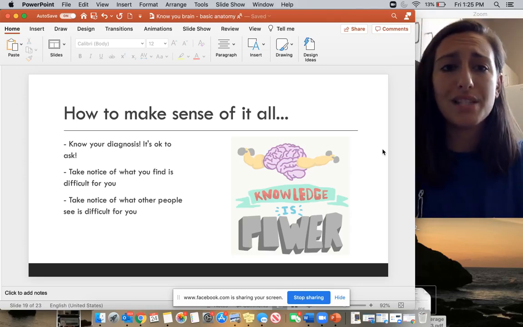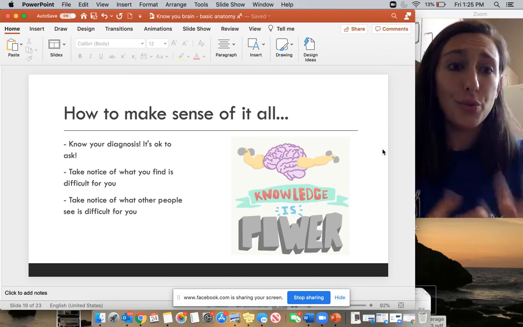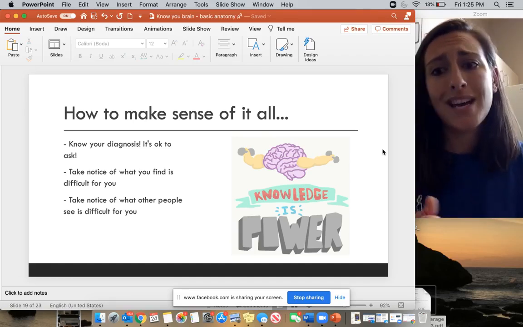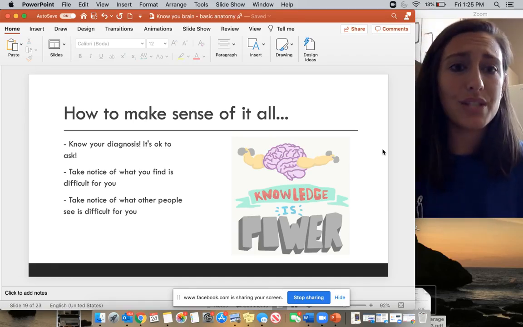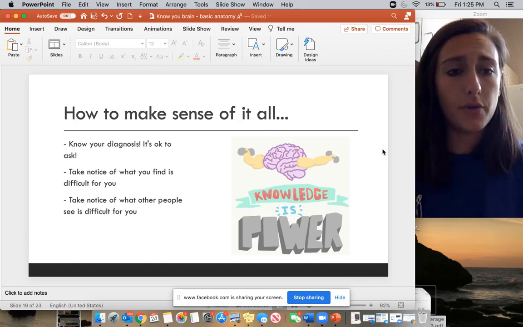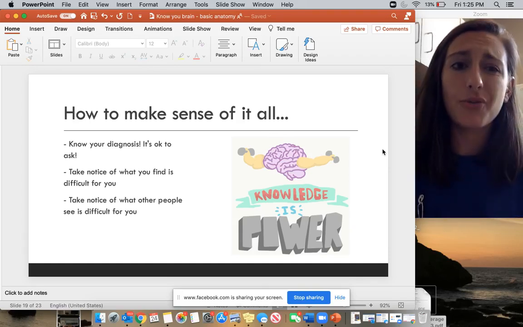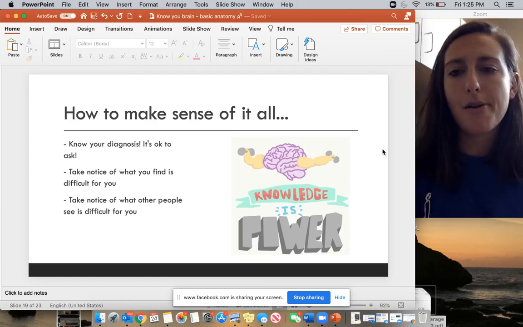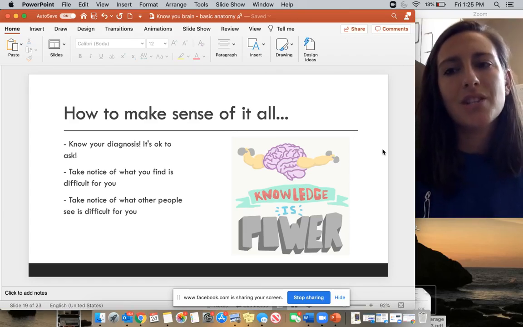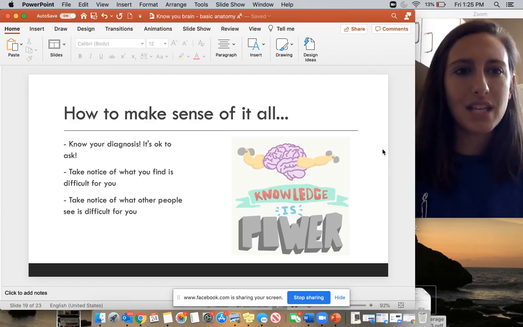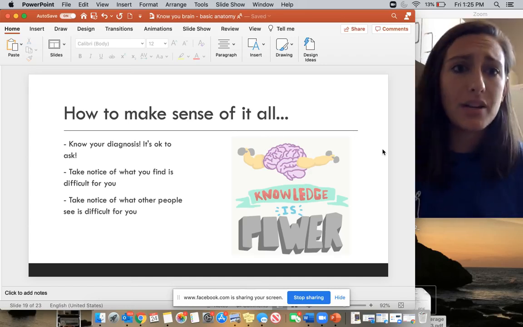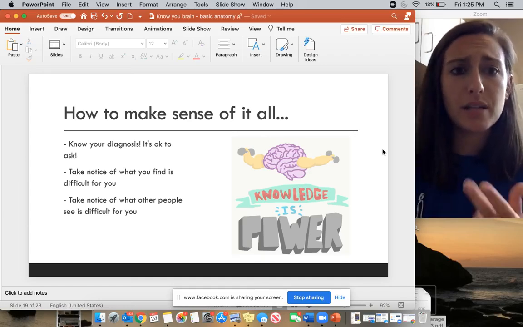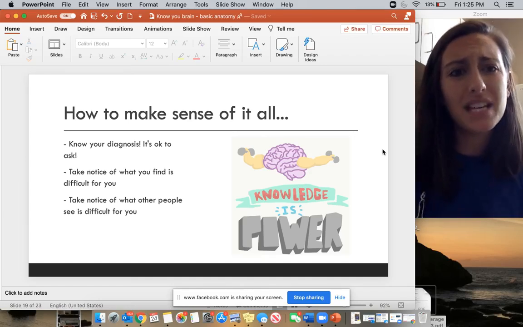It's also really important to take notice of things that you feel are difficult to you, as well as what other people say is difficult for you. Sometimes it's hard for anybody to see their own deficits or their own challenges. So it's important to take into mind those things that the people that care about you, your family, your caregivers, your therapists, your doctors, say to you.